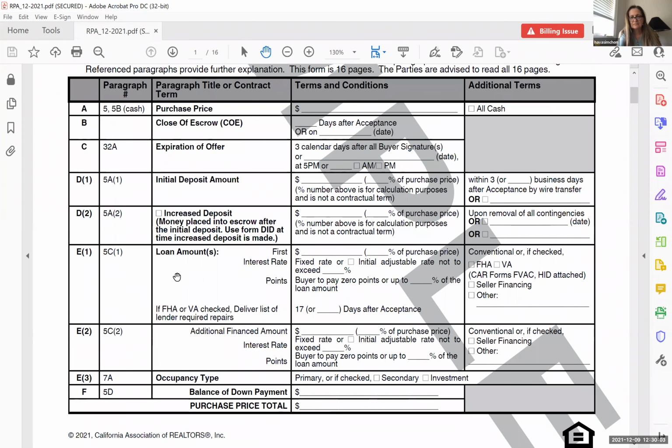Let's see here. Section D2, increased deposit. This is an optional field. An increased deposit is not something that's typical. It's used to secure a very long escrow, typically, or to make the offer look really attractive, possibly when there's a lot of competition. So an increased deposit means that sometime during the course of escrow, the buyer is going to deposit additional funds with escrow. The way this is written is better than it used to be, because it used to be a time frame from acceptance.